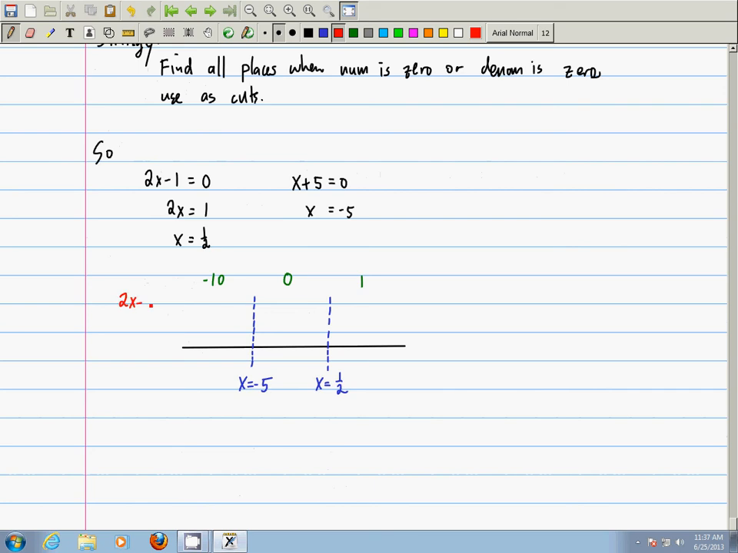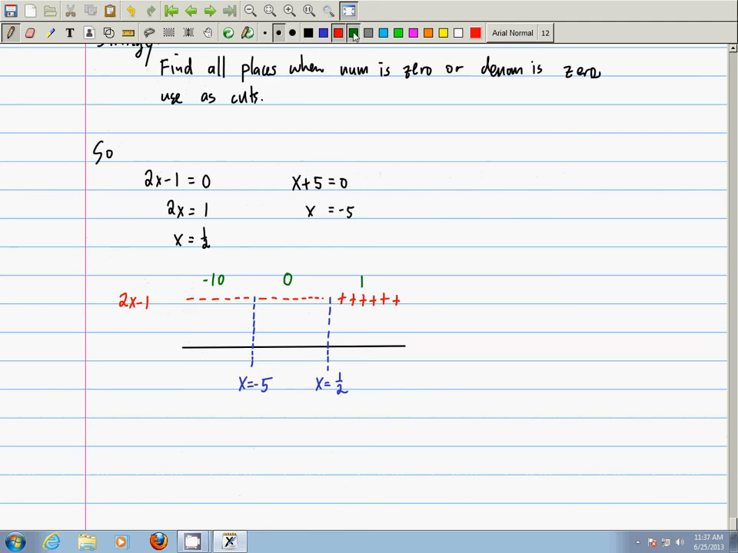Okay. So now there are two expressions. There's 2x minus 1. If you plug in -10 into 2x minus 1, what do you get? You get something negative, right? You get -21, so negative. If you plug in 0 into 2x minus 1, you get something negative. And if you plug in 1 into 2x minus 1, you get something positive. Okay, so any question about how we arrived here?